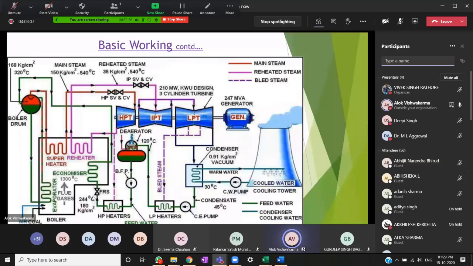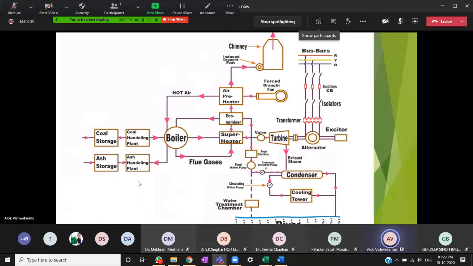This one is your coal part, then ash handling part. Then in a boiler, if you let the flue gases go out, a large amount of temperature and energy will be lost. So before sending it to the chimney, it is first given through different devices and different paths, so that we can collect energy from flue gases also.